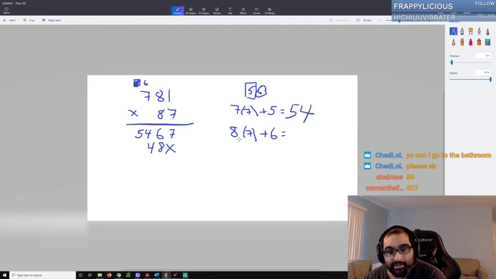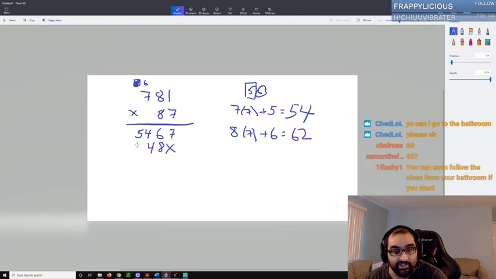So Samantha here, 62 is correct. That's right. 62. Right. So 8 times 7 is 56, and 56 plus that extra 6 is 62. So we're going to put 2 and 6 here.